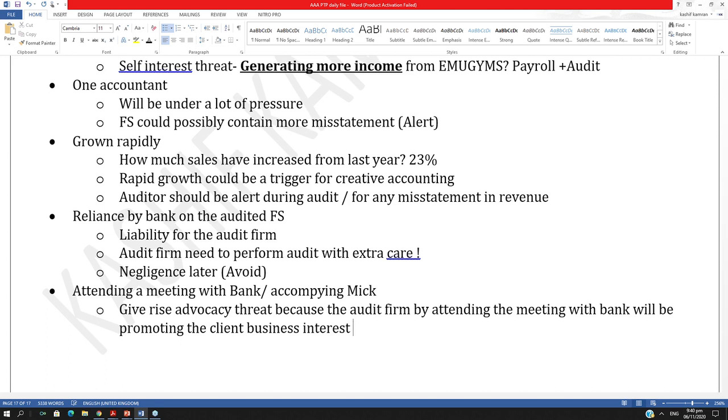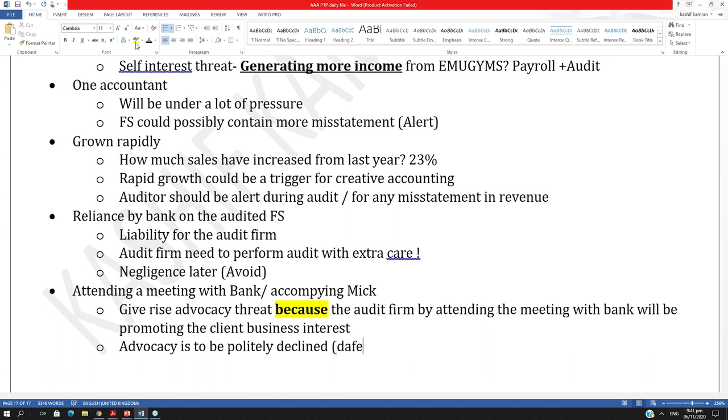So it gives rise to an advocacy threat because, which the student missed in the exam paper. You will never get marks without because, right? So have we identified the matters? Right. So we know the advocacy is to be politely declined. That is a safeguard. We cannot attend a meeting with the bank on behalf of the client. So advocacy is to be politely declined if you want to write a safeguard.